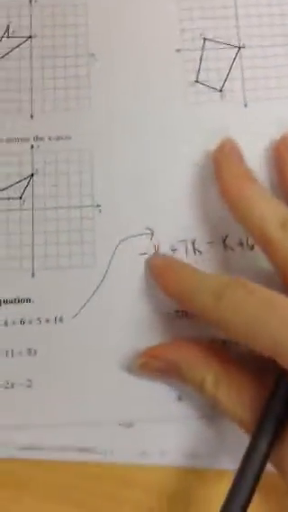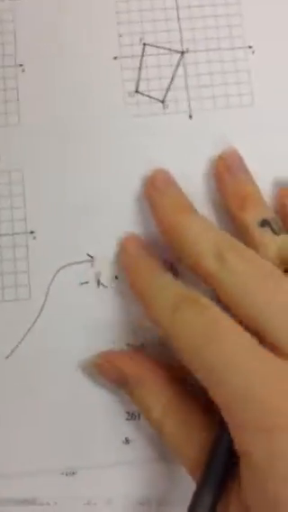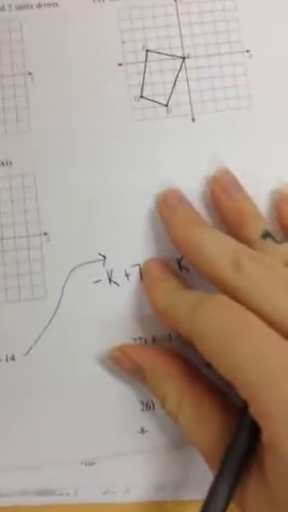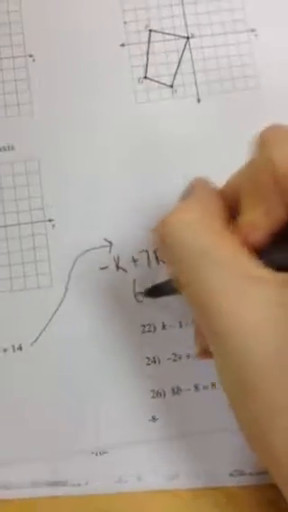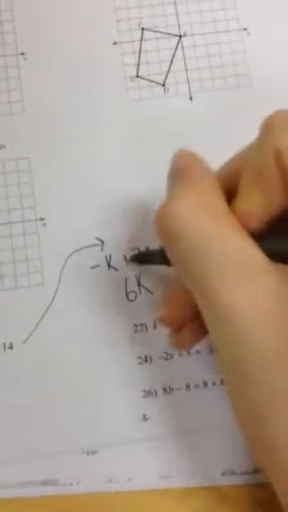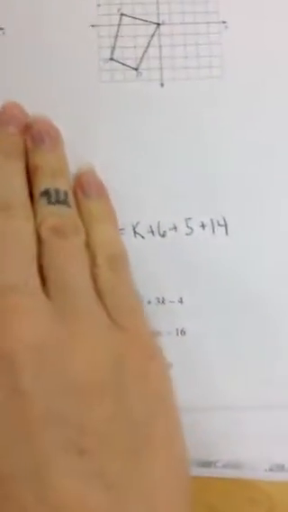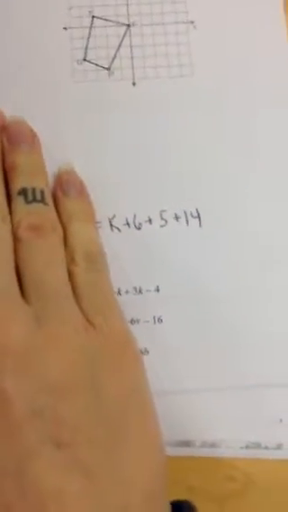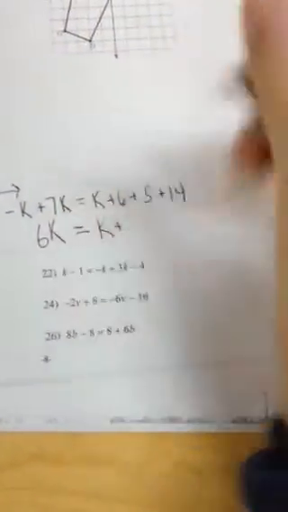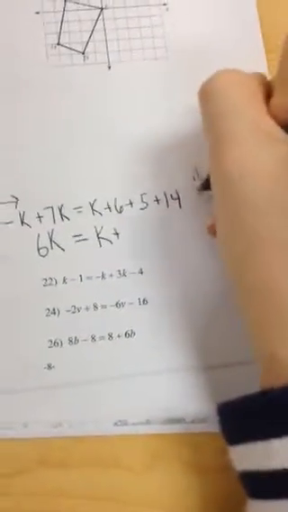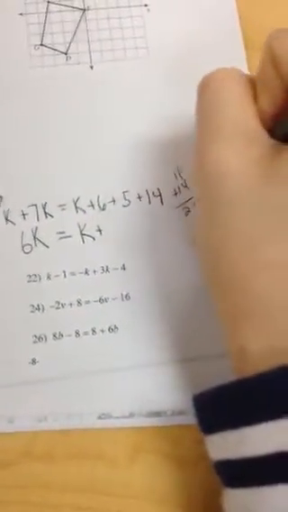It's like kites. This would be like, I lost a kite, I had 7 kites. Okay, now I have 6 kites. So negative k plus 7k is 6k. Equals, okay, look at my right side. I only have 1k, but I have a 6, a 5, and a 14. We can just add those together to get k plus 6 plus 5 is 11. 11 plus 14 is 25.